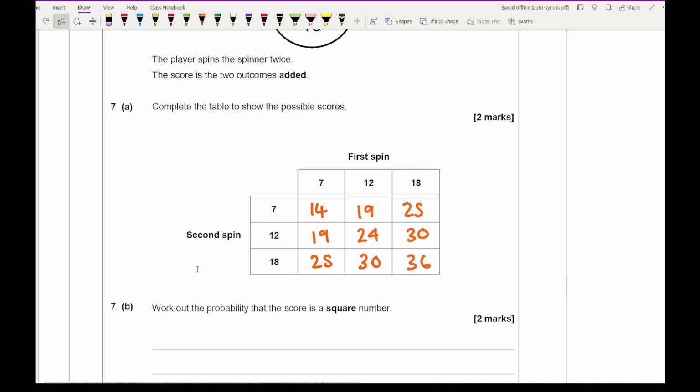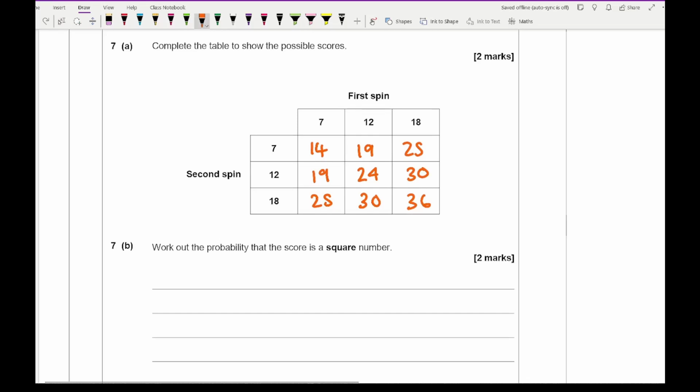The next question then says work out the probability that the score is a square number. So which of these 9 numbers that I've written are square numbers? Well, 25 is a square and 36 is a square, so it's going to be 3 out of 9, and we can simplify that fraction as a third. Now it doesn't say for us to simplify our fraction, so any of those would be fine.